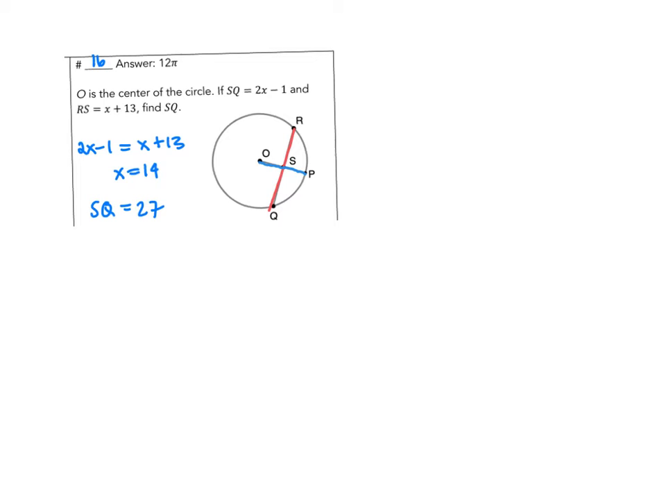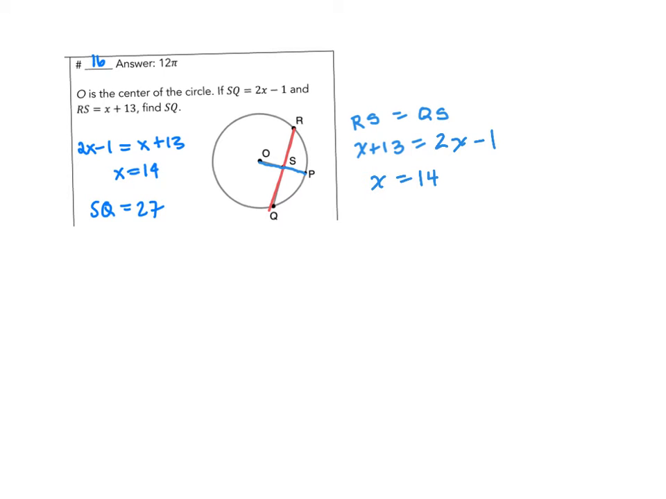And so that's how he knew that RS had to be equal to QS. And so he set those two things equal, or you could call it SQ, it doesn't matter which way you name it. But RS was x plus 13, and QS or SQ is 2x minus 1. And so he just set those equal, and he solved for x. And he gets x is equal to 14.